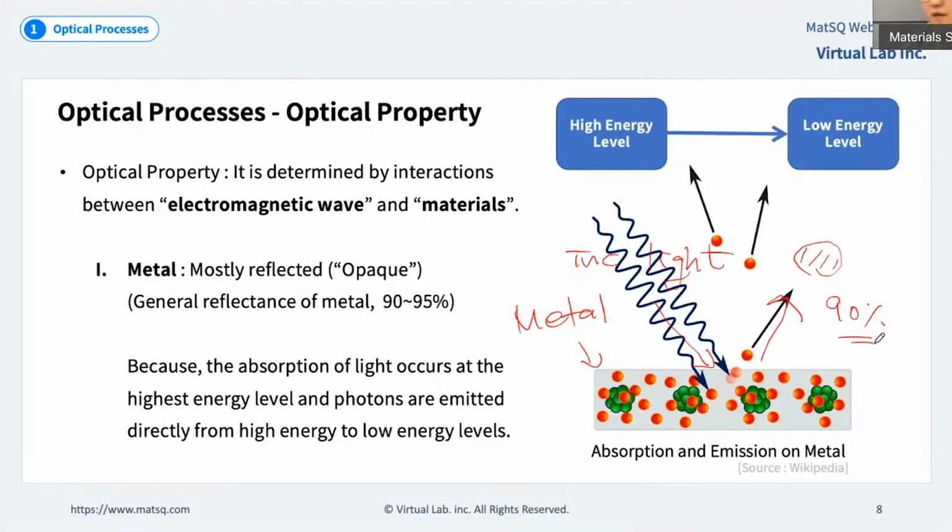Most of it is reflected because the absorption of light occurs at the highest energy level, and photons are emitted directly from the high energy level to low energy levels. Remember that when incident light arrives on the surface of the metal, the free electrons in the metal go from high energy level to low energy level. This is absorption and emission on the metal, from the high energy level to the low energy level. You should remember this.